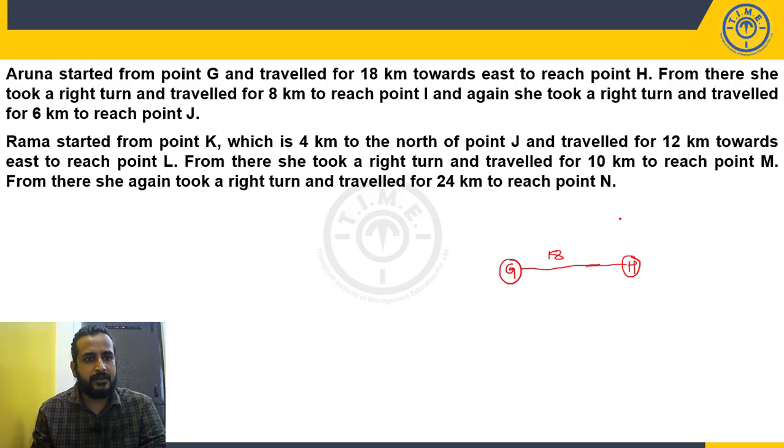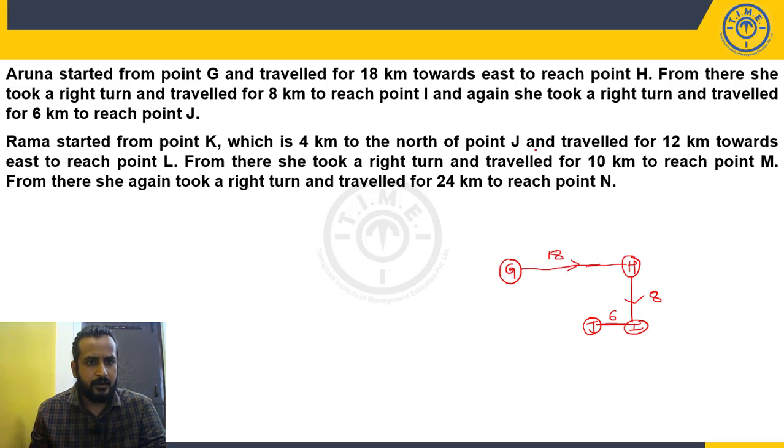From there she took a right turn while moving east. What is the right hand side? South. She traveled 8 kilometers to reach point I. And again she took a right turn and traveled 6 kilometers to reach point J. While moving south, the right hand side will be the west direction. So 6 kilometers, and reached point J. Let's say point J is here.